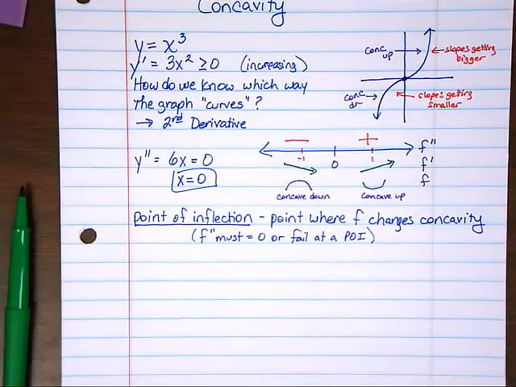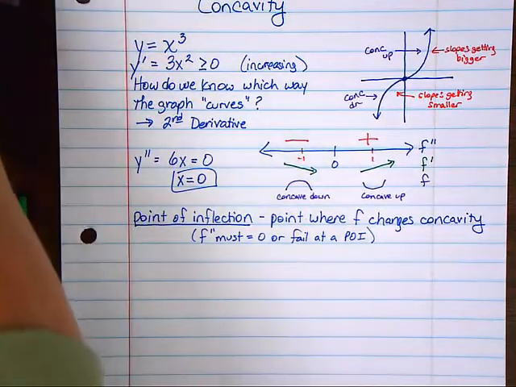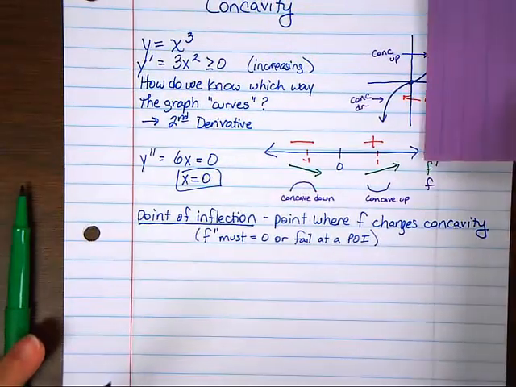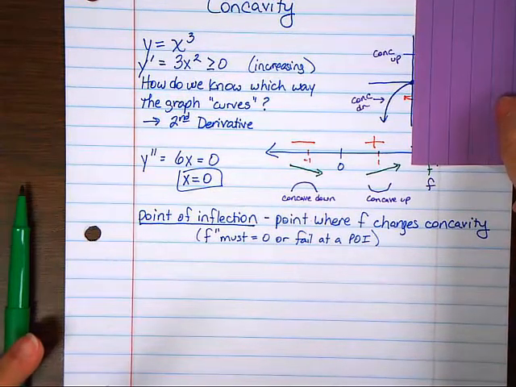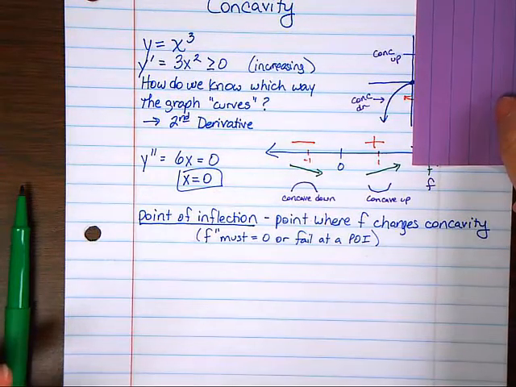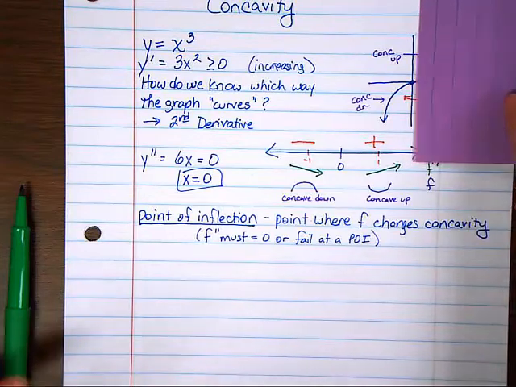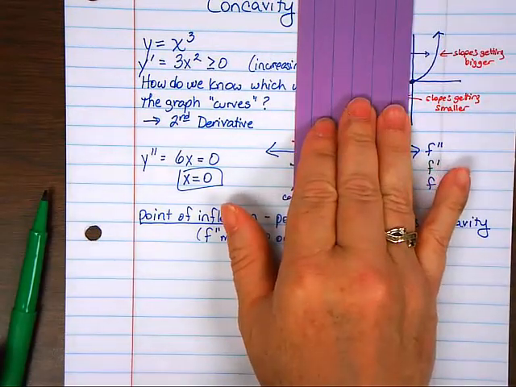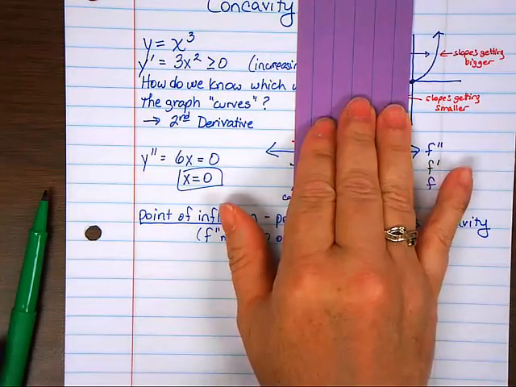Now, some of you are going to have some difficulty seeing the concavity. It helps if you just take a piece of paper and cover up the half of the graph you're looking at. That piece of graph right there, doesn't that look like half of an upside down parabola? Yes. Doesn't that right there look like half of a right side up parabola? That's how you can tell the concavity.